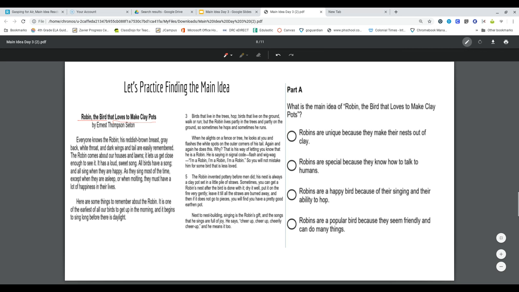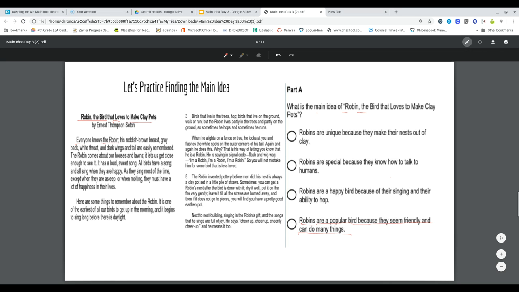Now I'm ready to answer the question, what is the main idea of Robin, the Bird That Loves to Make Clay Pots? I would read through each of my answer choices, and I could use the process of elimination also to help me. So starting here at the bottom, it says robins are a popular bird because they seem friendly and can do many things. Well, I remember about popular, meaning everyone knows about them, he said in the first paragraph.